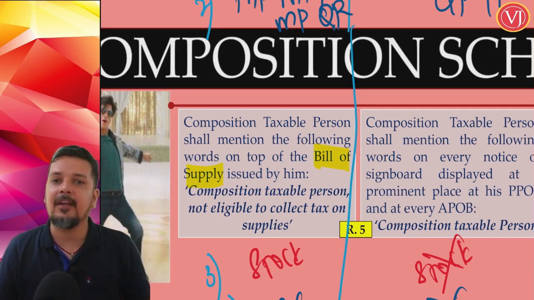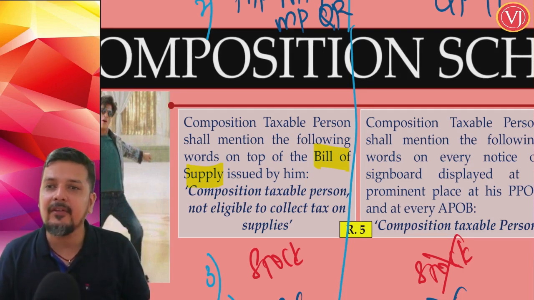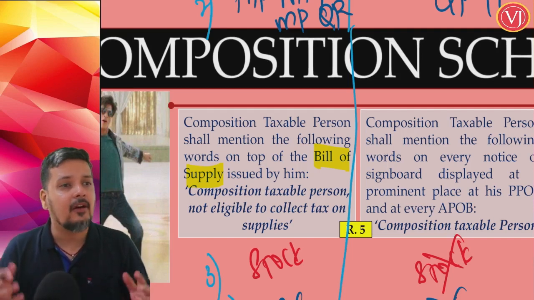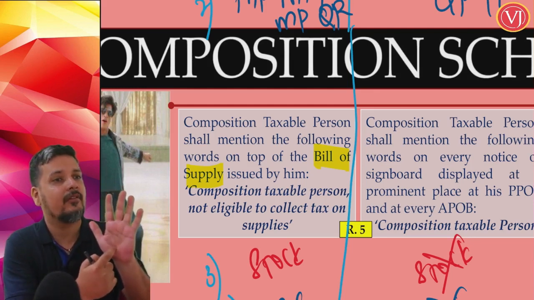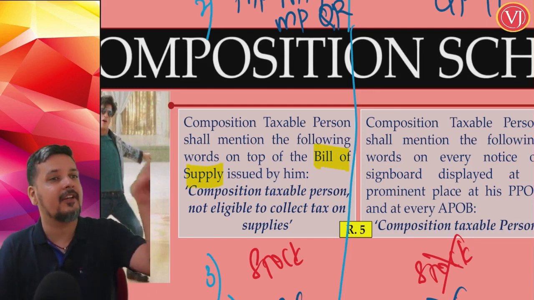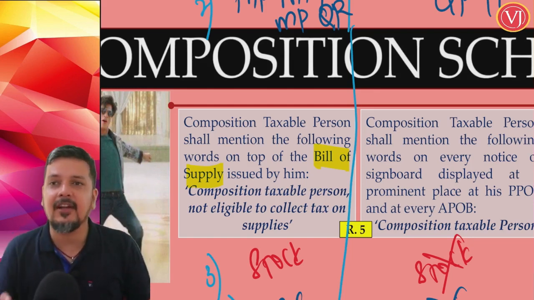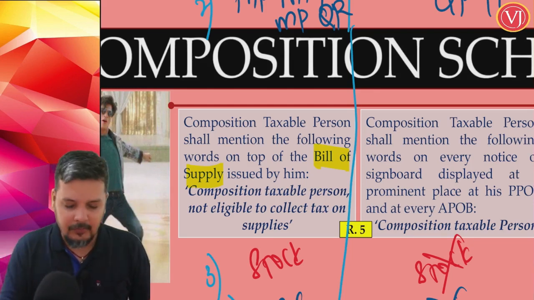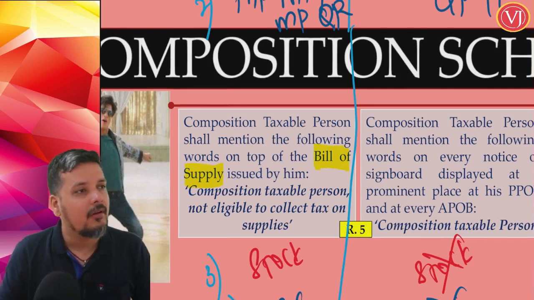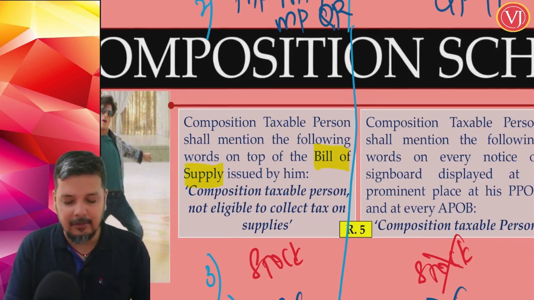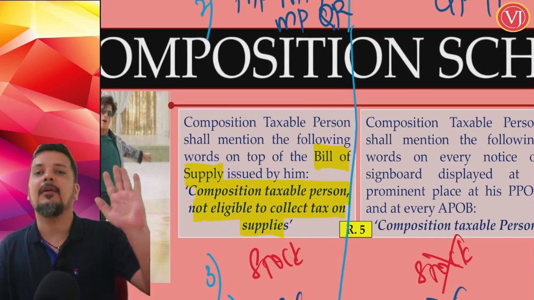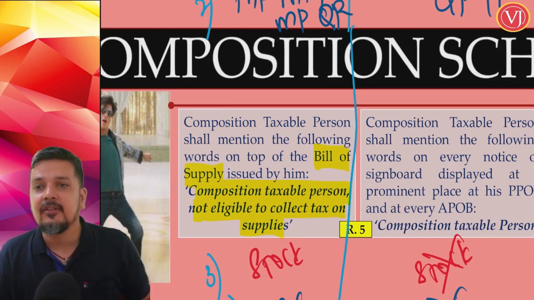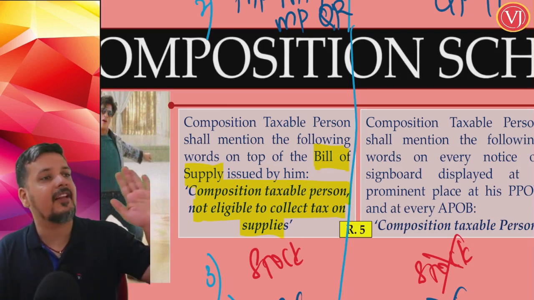A composition scheme dealer will always give a bill of supply. Why? He cannot collect tax. When he cannot collect tax, can he write that composition tax on his invoice? Though he is paying 1%, 5% or 6%, can he mention that on his bill of supply? No. So he has to give a bill of supply, and on that bill of supply he'll write, I am a composition taxable person, I cannot collect tax. So on the bill of supply, will there be any tax? No.